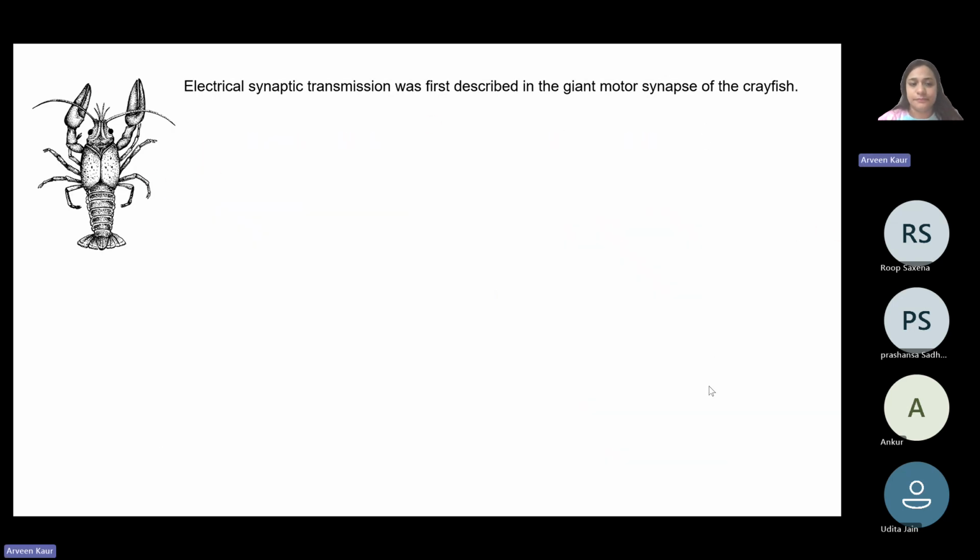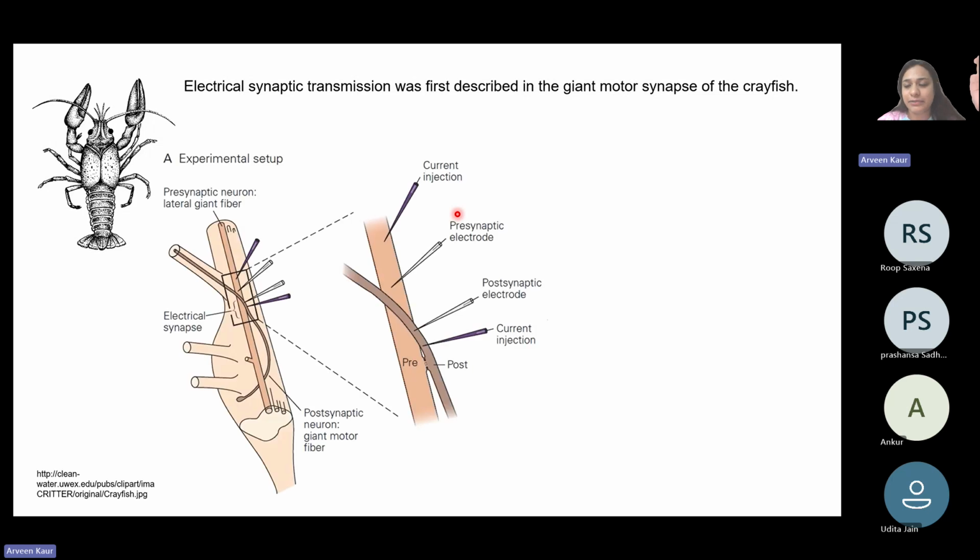Yeah. So, when we look at the crayfish, electrical synaptic transmission was first described in the giant motor synapse of this crayfish, right? Before this, only chemical synaptic transmission was known, by that Otto Loewi experiment, and different versions of that experiment came only later. In this, there was an electrical setup wherein there was a current injection in the pre and postsynaptic neurons, and then there was an electrode which used to measure this.